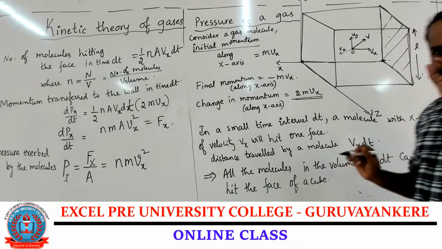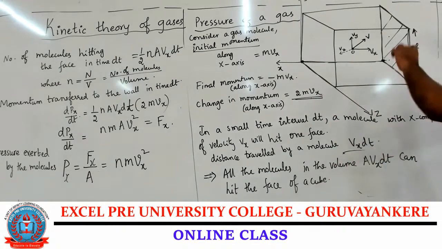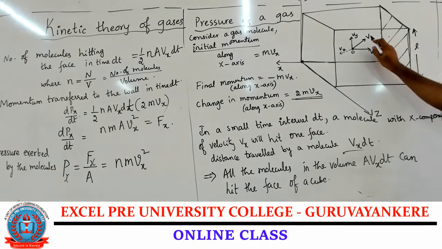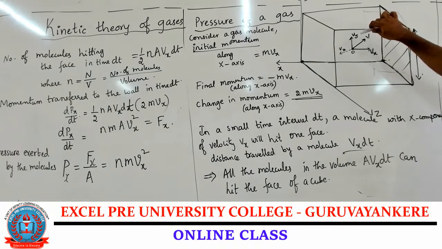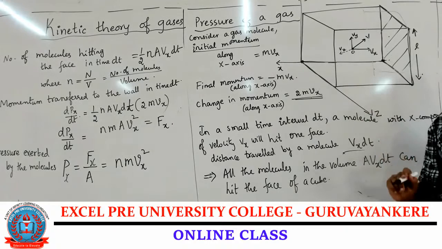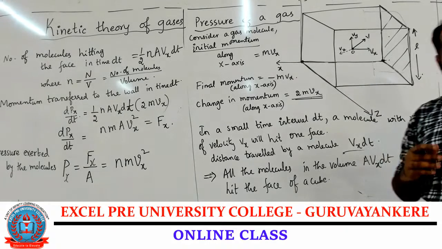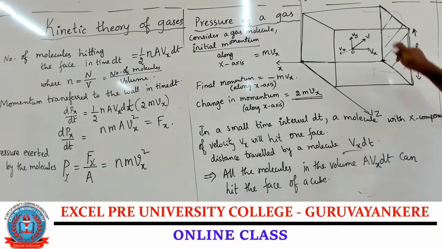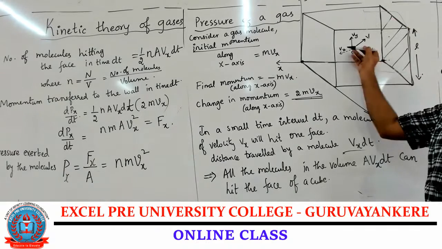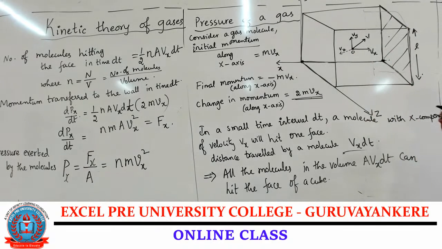In a small time interval dt, the molecule travels some distance, so in this volume, there are some molecules, half of them are on the way towards hitting the wall, half of them are on the way back. Correct? Because you cannot have these gases at rest all the time. So half of them move towards the wall, half of them move away from the wall. Is that clear?